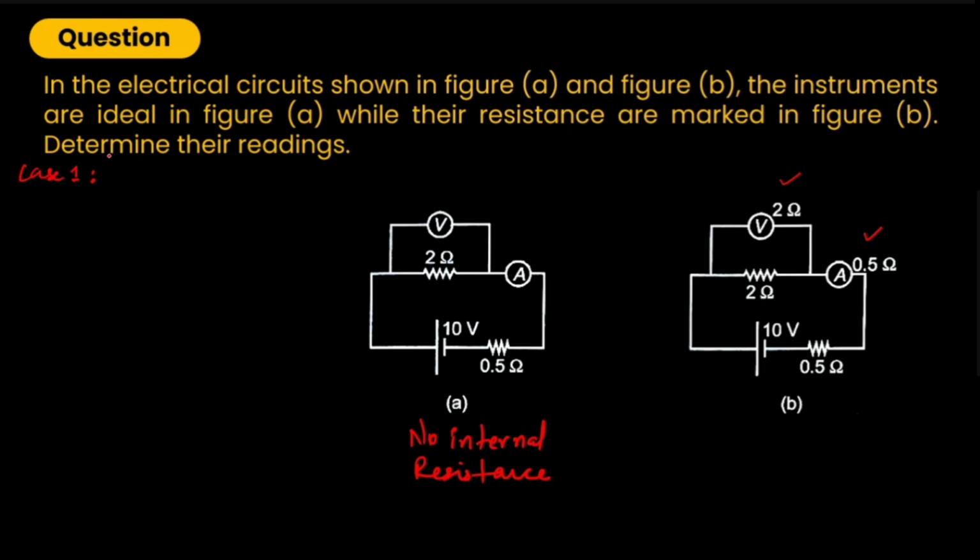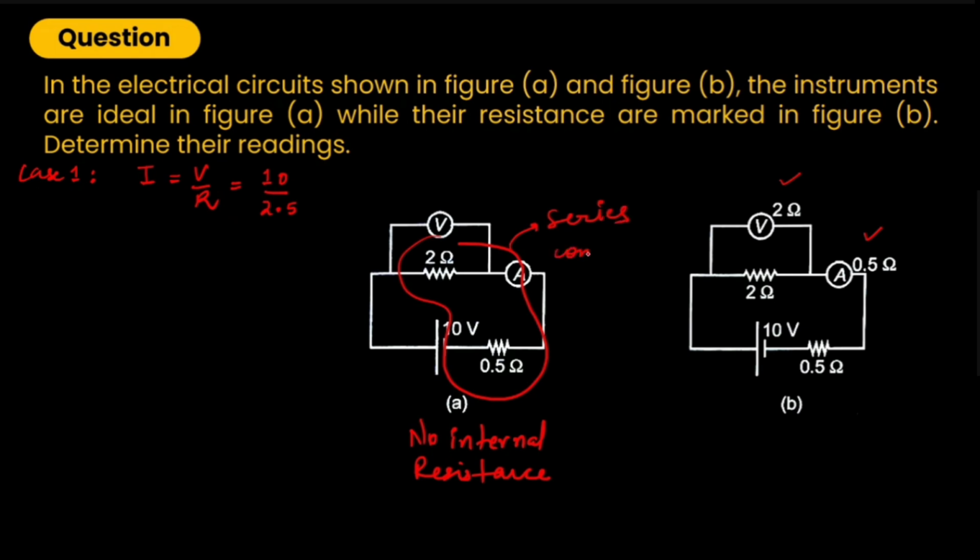So in case 1, we can find the current directly. It is V by R. V is 10, R is 2.5. Can you find where that 2.5 comes from? Because you added the 2 plus the 0.5 ohms. Yes. Why? Because they are supposed to be connected in series.